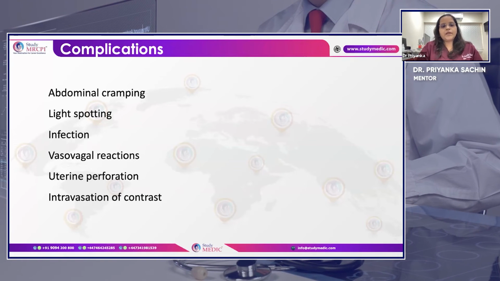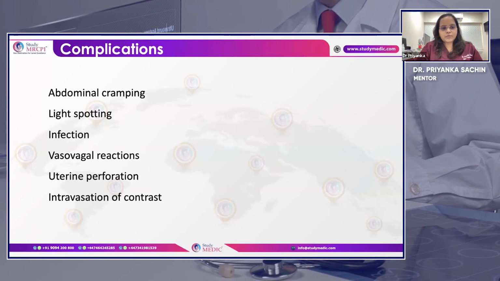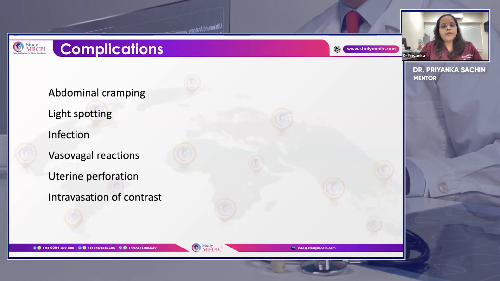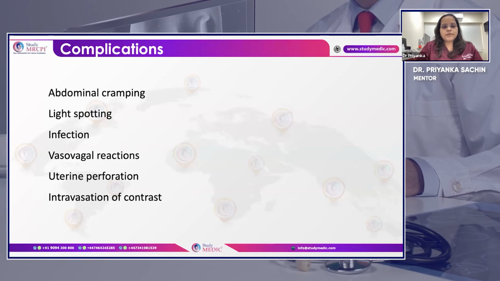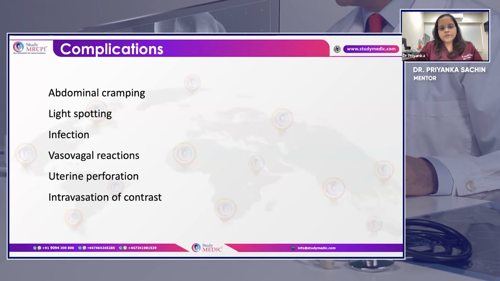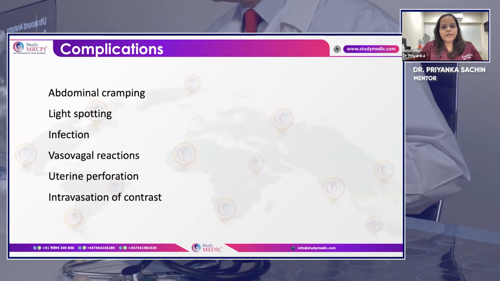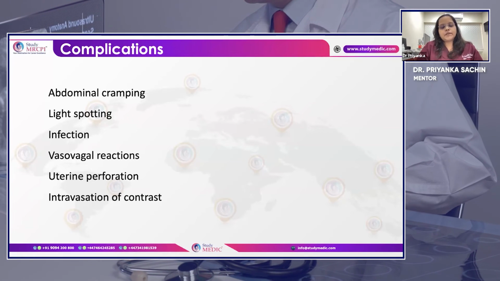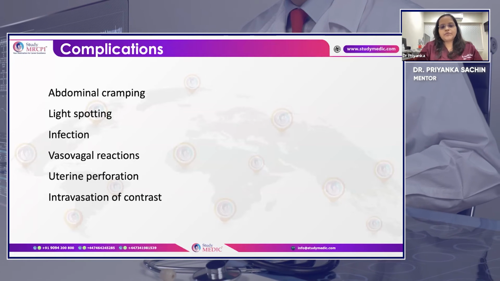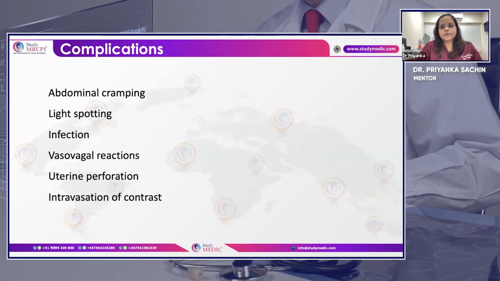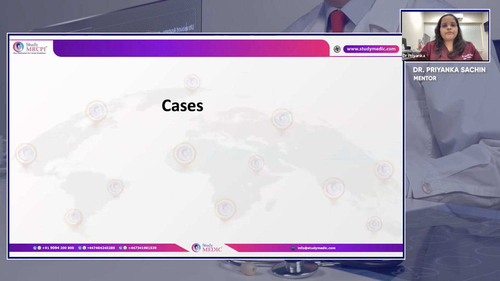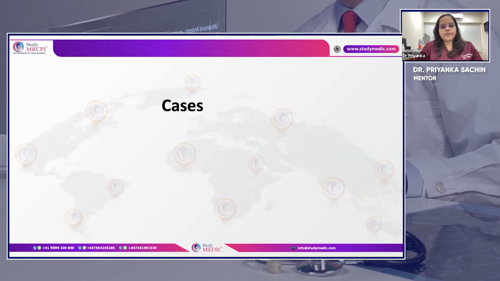So that's why we have to make sure that we insert the cannula very slowly and not with any undue force. Also if the cannula is inserted very fast and inadvertently, that can even lead to uterine perforation, and sometimes there can be intravasation of the contrast into the blood vessels, which can cause reactions. So we have some cases of HSG.